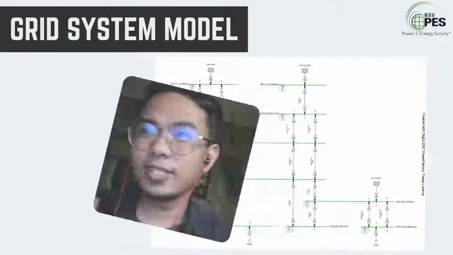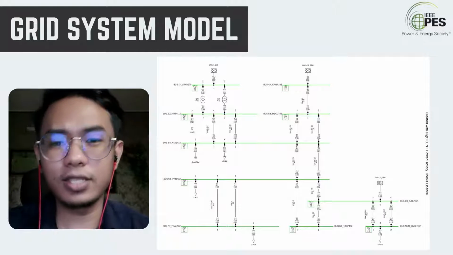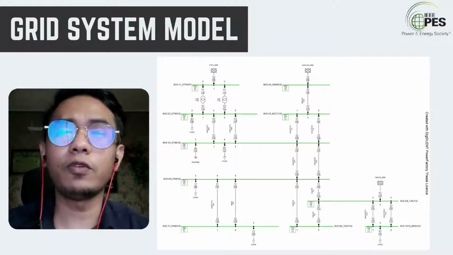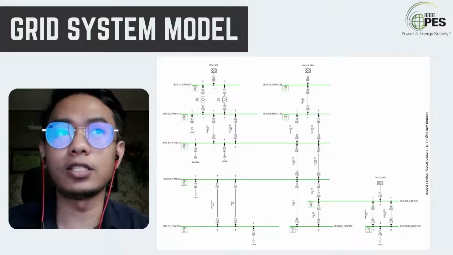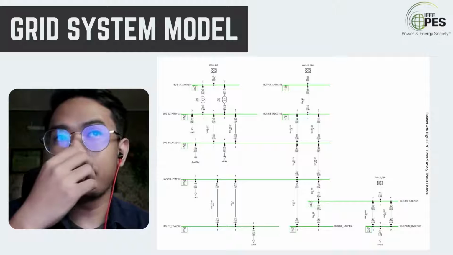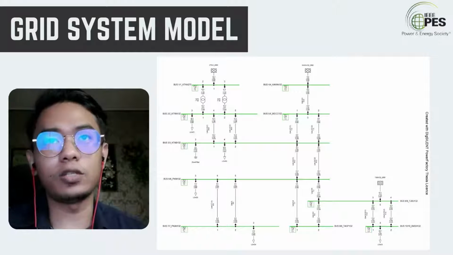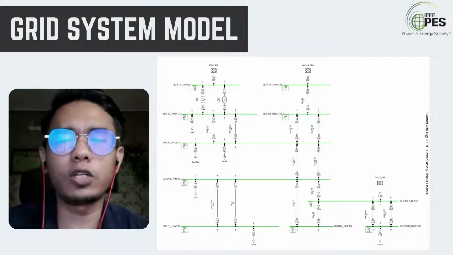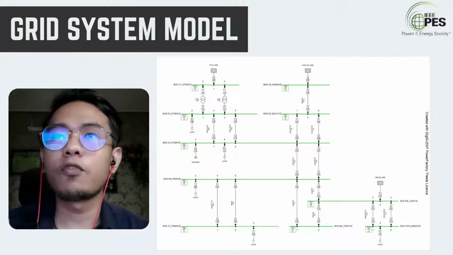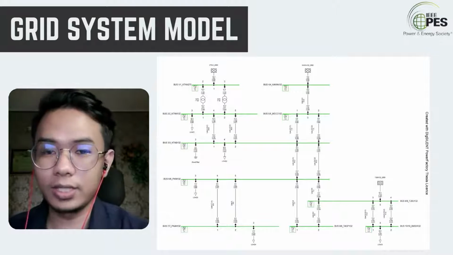Okay, so as you can see here, this is the grid system model. This model is the same as in the PBL revision that we received for the guidance for our guideline. As we can see here, this grid system model consists of 10 buses, which is 10 nodes, or we usually call it buses, 3 generators, 40 lines, 2 transformers, 5 loads, and 1 shunt capacitor.